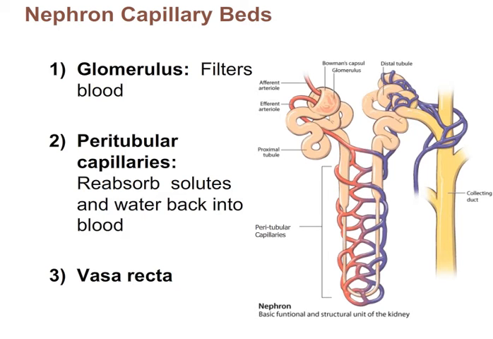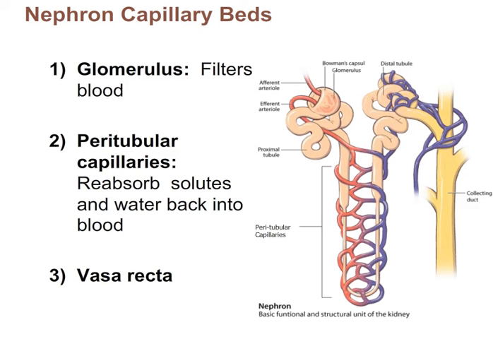Another type of capillary bed that we have is something called the peritubular capillaries. The peritubular capillaries surround the nephron, specifically what we call the nephron loop or loop of Henle, and they're a very important site for the reabsorption of solutes and fluids back into the bloodstream. And we'll talk about the process of reabsorption in just a minute. And then finally, the vasa recta. These are just straight veins or arteries.